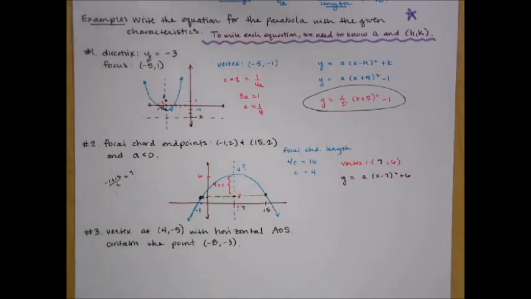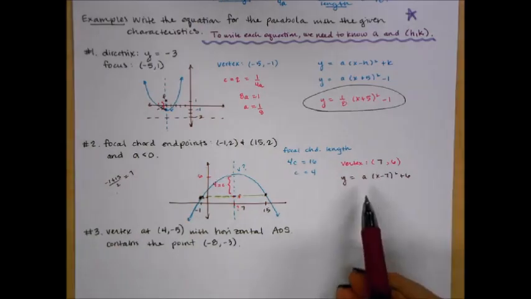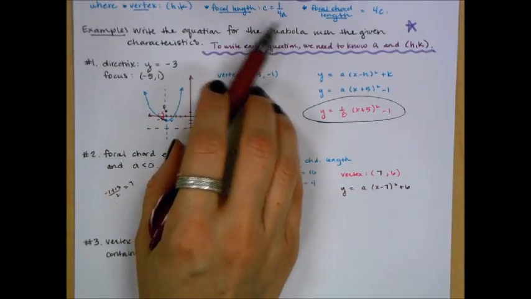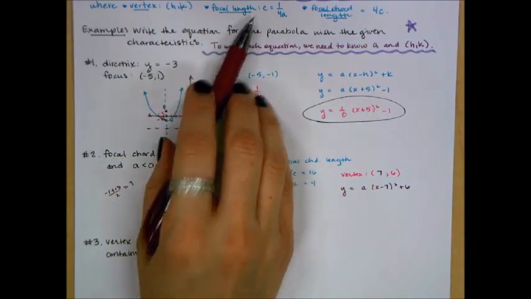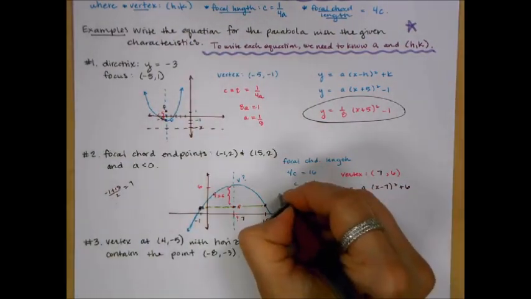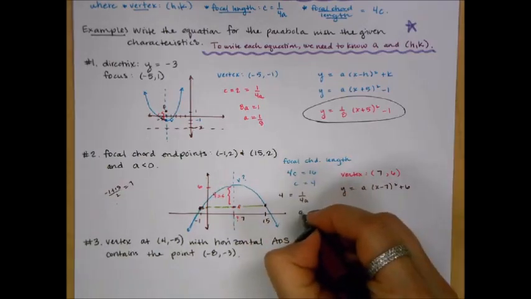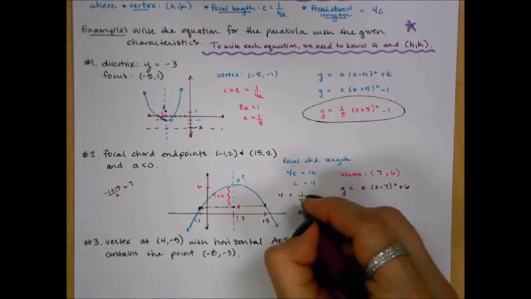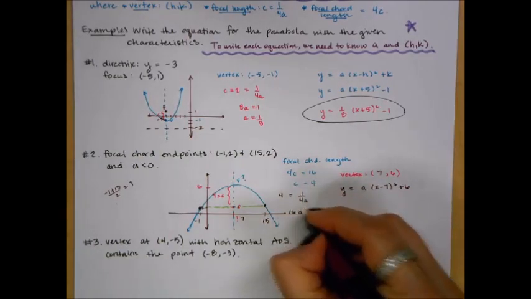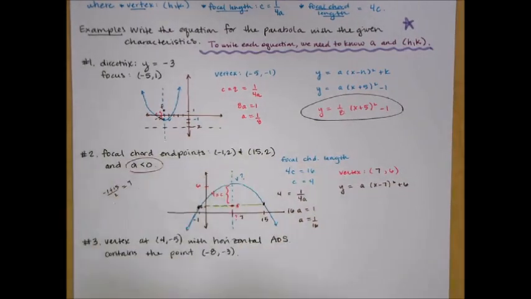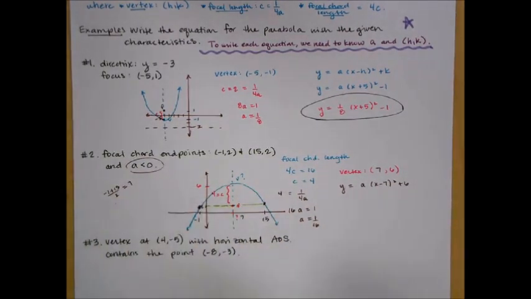So there's some different ways you can do this. One thing I can do, since I already know c, is use that formula, since c and a are related in the focal length formula. So I can take 4 and set it equal to 1 over 4a, and solve this way. This gives me 16a equals 1, and a is 1/16. Although it is negative, right, since the parabola is facing down, and we were told that a is negative, so it should be negative 1/16.